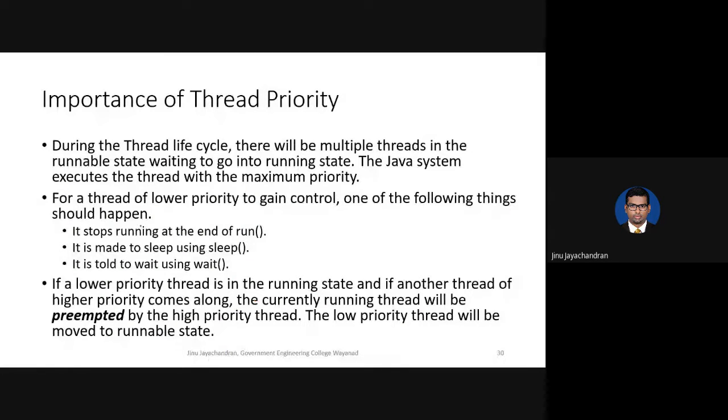The importance of priority is this: during the thread lifecycle, there will be multiple threads in the runnable state, waiting for the running state. The Java system will execute the thread with the maximum priority. Only when this maximum priority thread is dead or goes to sleep or goes to block state can the lower priority thread run. And this part is important.